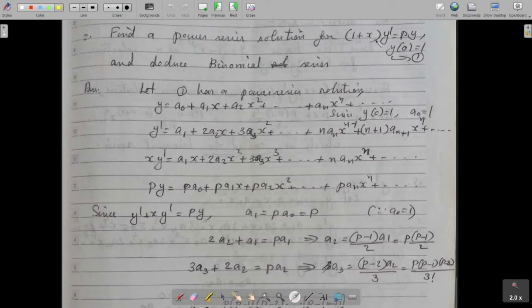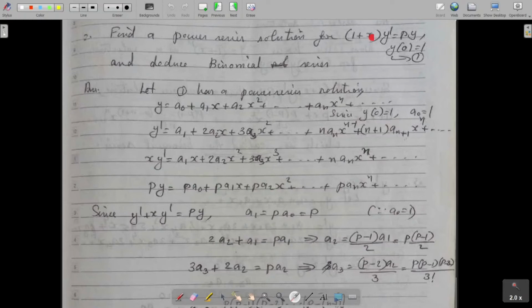Here in the equation we have y dash plus x into y dash equal to py. So here we have y dash. Now we have to find x into y dash. So it is a1x plus 2a2x square plus 3a3 x cube plus etc., plus n an x to the power n plus etc. And now we want py. So p into y is: multiply p with this equation. Here we have p a0 plus p a1x plus p a2x square plus etc.